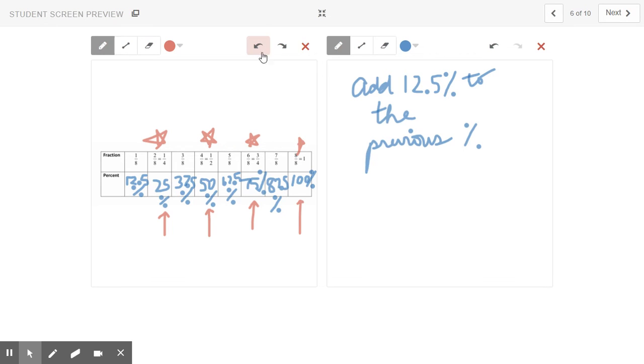7/8 would be 6/8 plus 1/8. 6/8 is 3/4, which is 75%, plus 12.5, that's 87.5%. So that is another way of getting 7/8. And again, you could always do 12.5 times 7 to get 87.5, but a faster way could be to take the benchmark fraction before it and then add 12.5 to it. And then we know 8/8 is 1, which is 100%.